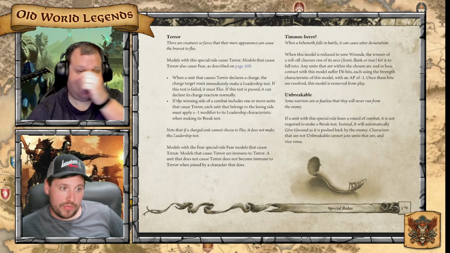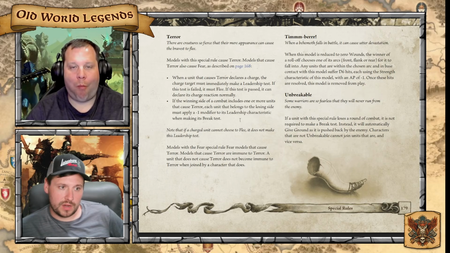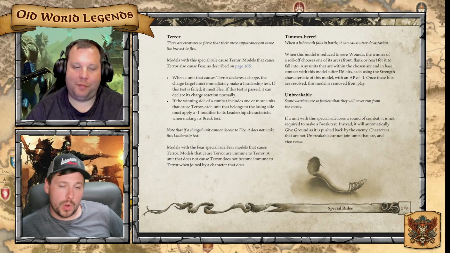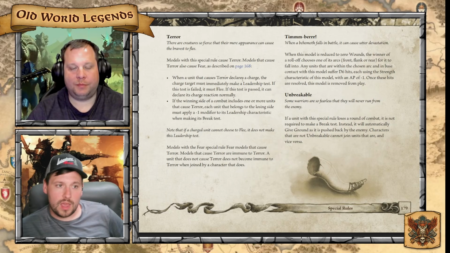The second thing that happens is if the winning side of a combat includes 1 or more units with terror, then the enemy side has -1 to their leadership characteristic for the break test. Now, both of these effects only work if the enemy does not cause fear or terror, and if they are not immune to psychology, because the latest FAQ clarified that if you're immune to psychology, you don't take the terror check, obviously, and if you cause fear or terror, even if you just cause fear, you downgrade terror to just fear, so you don't have these 2 penalties. These only work against people who don't cause either.